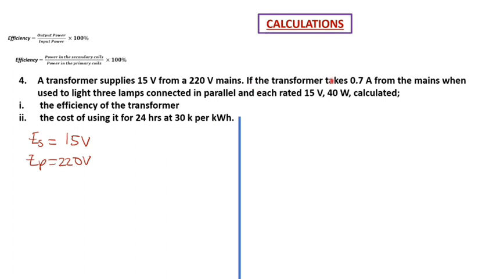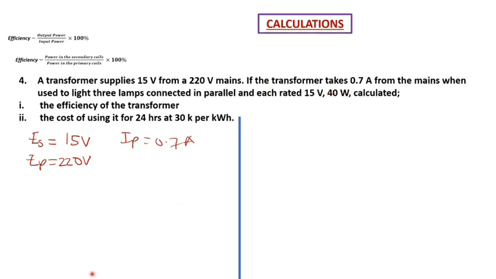If the transformer takes 0.7 ampere from the mains, so the input current, the primary current rather, would be 0.7 ampere. So I primary is equal to 0.7 ampere. Okay, from the mains when used to light 3 lamps connected in parallel and each rated 15 volts, 40 watts.